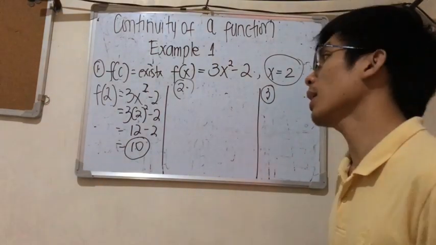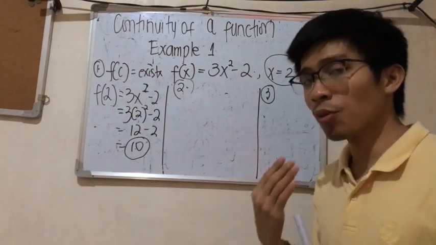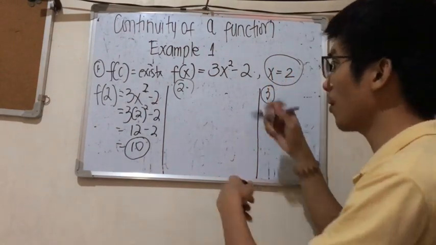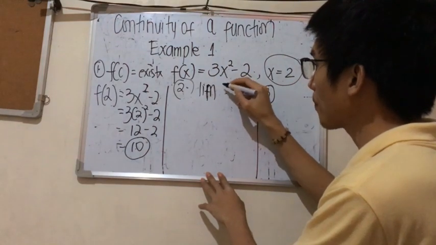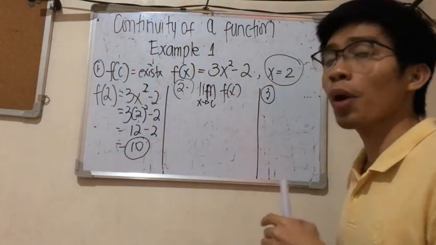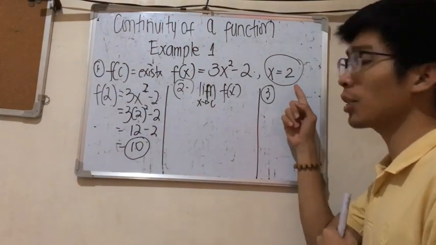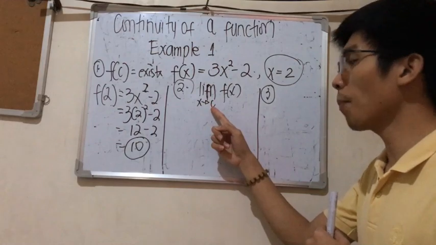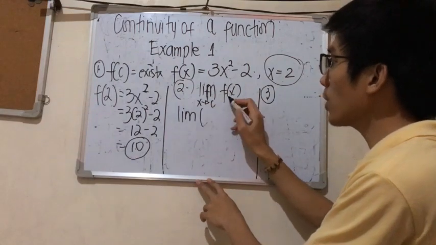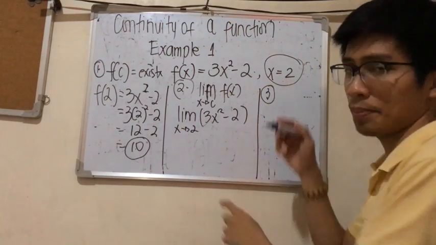Since condition number 1 is satisfied, let's proceed to condition number 2, trying to find if the limit exists as x approaches positive 2. That is the limit of f of x as x approaches c. Again, c here is where you are trying to identify if your function is continuous at a certain point, 2. So your x here approaches 2, and your function is this one. So it will become the limit of 3x squared minus 2 as x approaches 2.